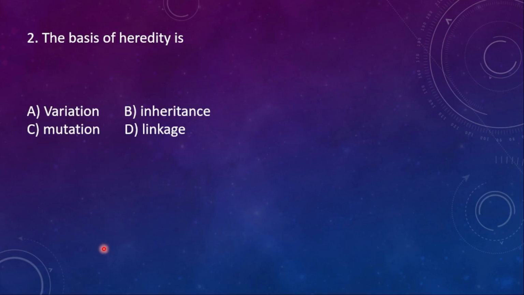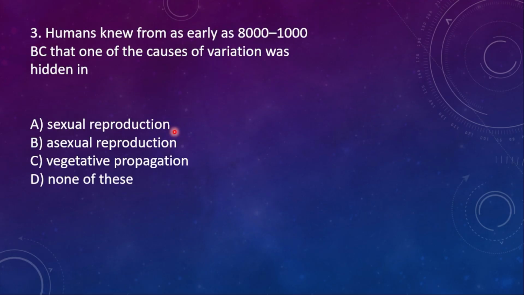Second question, the basis of heredity is variation, inheritance, mutation and linkage. Here the right option is option B. Next, humans knew from as early as 8000 to 1000 BC that one of the causes of variation was hidden in A. sexual reproduction, B. asexual reproduction, C. vegetative propagation, and D. none of this. Here the right option is A, sexual reproduction.